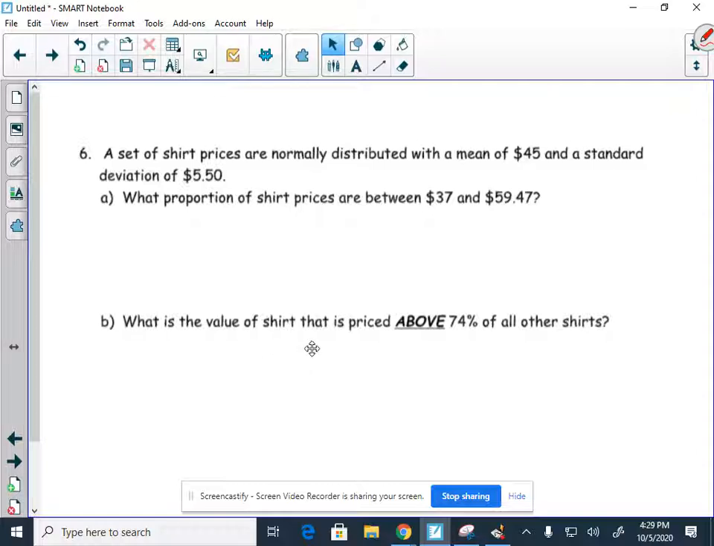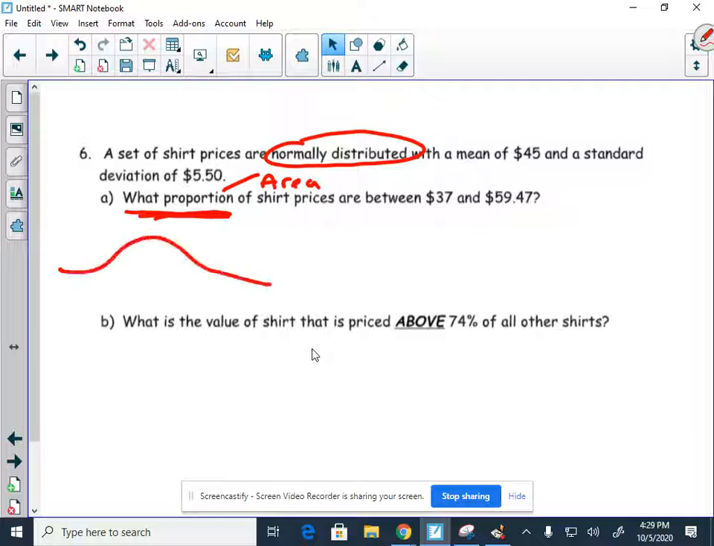Okay, so the next one, number 6. We have a set of shirt prices. It's normally distributed. Good, because we're going to be asked about an area. Okay, so we're going to start. We're going to put the mean on here. The mean is 45. And then the two values are 37, which would be somewhere over here, and 59.47. Now, you can make it more accurate, but the important part that I have on here is that 37 is below the mean, 59 is above the mean, and I know I'm somewhere in between those two values.